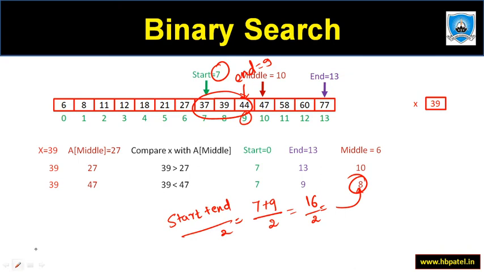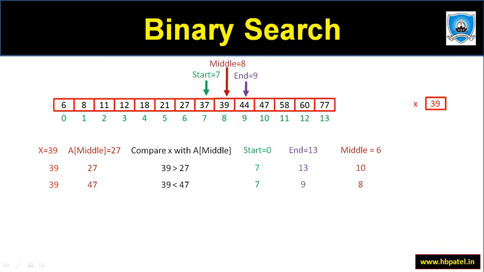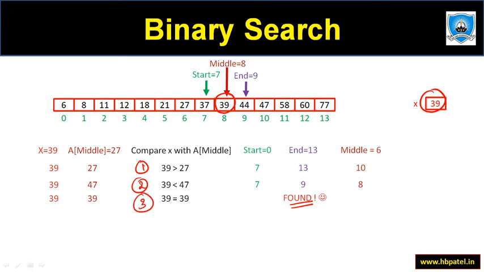So now look at this. This one is start, this one is end, and this one is the new middle. Now compare this new middle with this one. You can see both the things are same. If both the things are same, you found it. All right, so we have found it. In just 3 comparisons, the first comparison, second comparison and third comparison, we found our data item.